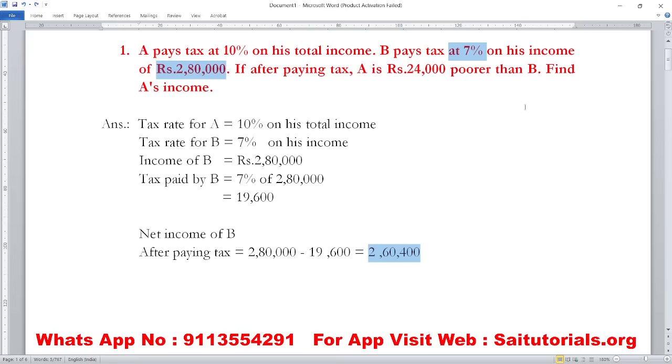After tax paid by B, A is poorer than B by 24,000. So we will deduct that 24,000 from B's income. We will get A's income, 2,36,400.